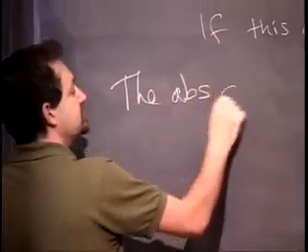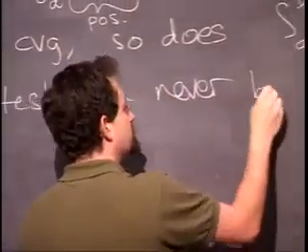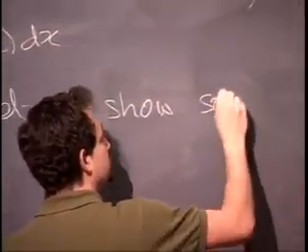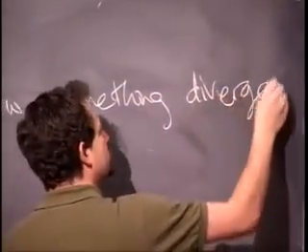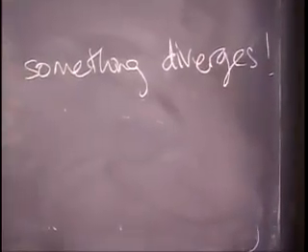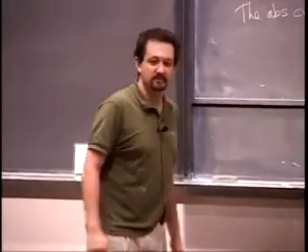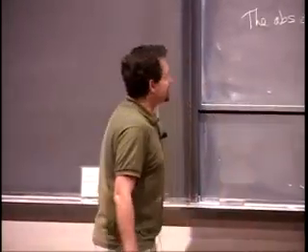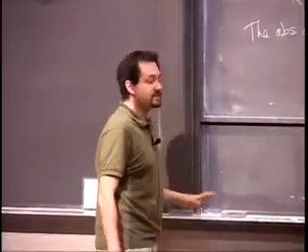In particular, the absolute convergence test can never be used to show something diverges. So if you ever write this integral diverges by the absolute convergence test, you will probably get 0 for the problem. Or even negative points if we're sufficiently outraged. Okay, I don't think you get negative points, but anyway, you should. So the absolute convergence test can never be used to show something diverges, only converges. So here is an example.